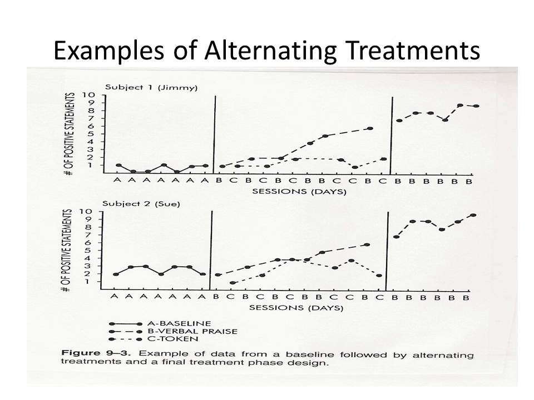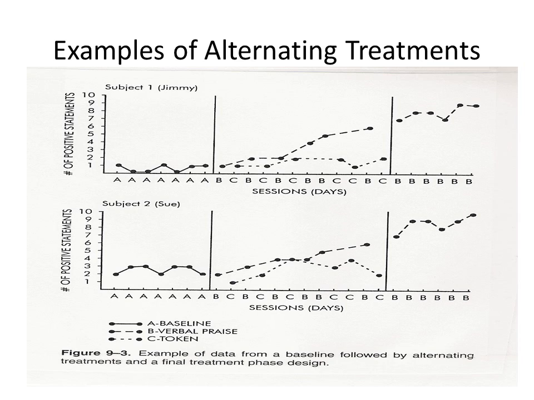So this teacher recorded the number of positive statements made by students each day in the baseline phase. The baseline phase is marked by A's on the graph. Note that she wasn't giving verbal praise or a token yet, so it was just business as usual in the classroom. Once she had a stable baseline, she began to alternate the treatments.